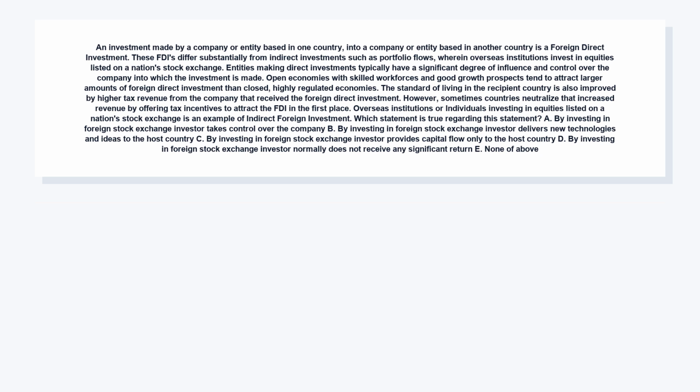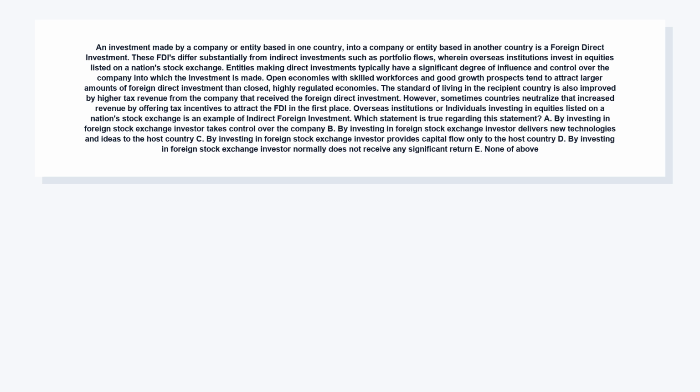An investment made by a company or entity based in one country into a company or entity based in another country is a foreign direct investment. These FDIs differ substantially from indirect investments such as portfolio flows, wherein overseas institutions invest in equities listed on a nation's stock exchange. Entities making direct investments typically have a significant degree of influence and control over the company into which the investment is made.